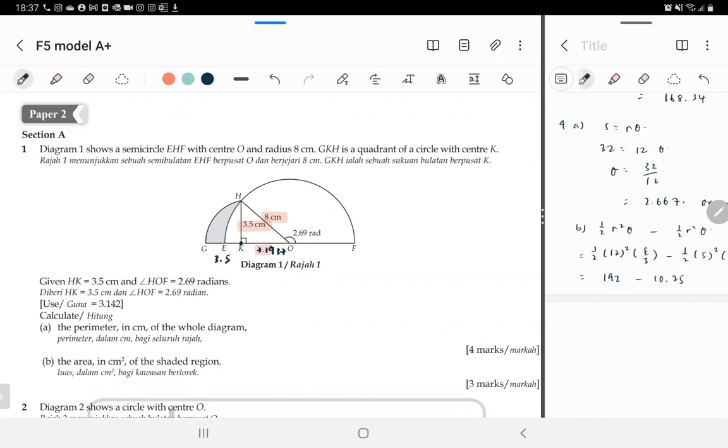I got 11 point something. Did you get that for the perimeter? No, not yet.